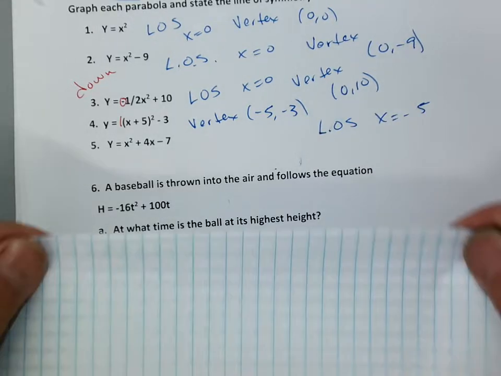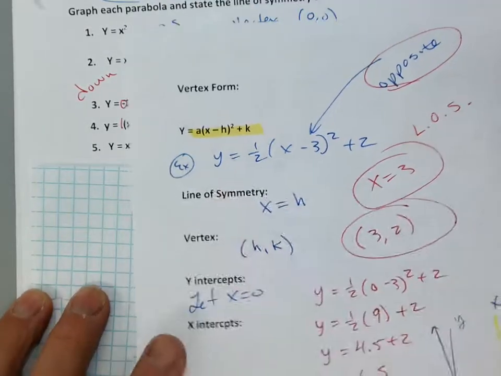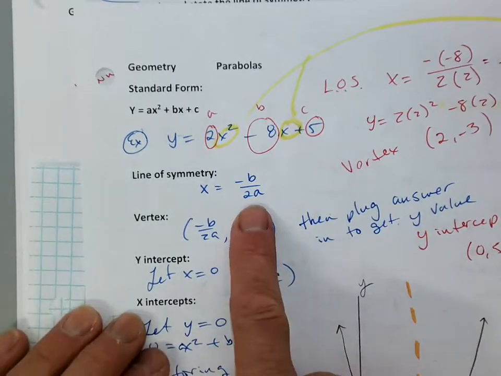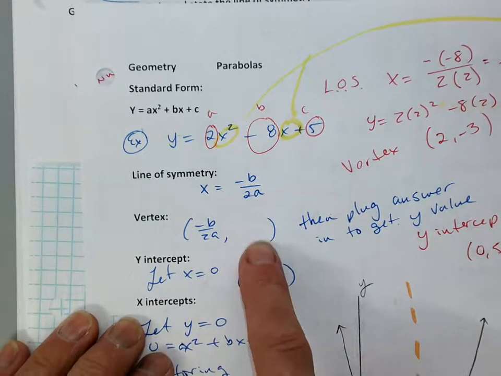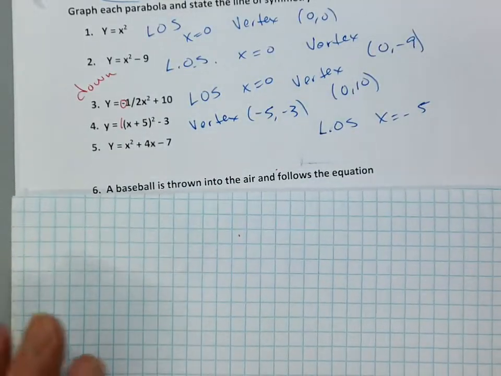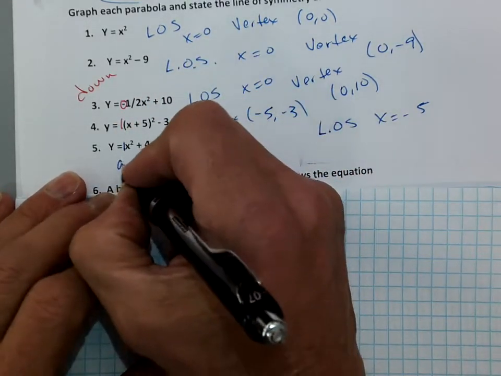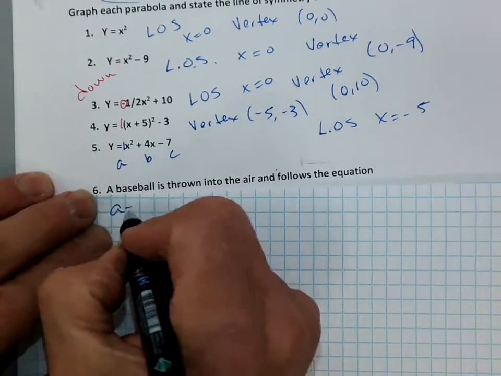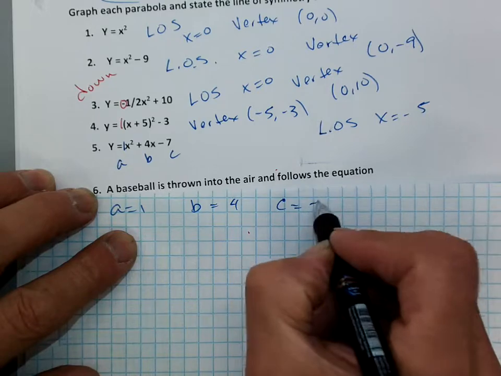So number 5 is in what we call standard form. Okay, it's in standard form. So we've got to use our -b over 2a. And then once we get that, we have to plug that in to get our corresponding y. Okay, so let's check it out. I know that my a is 1, my b is 4, my c is -7. So a is 1, b is 4, and c is -7. Okay, how am I doing?